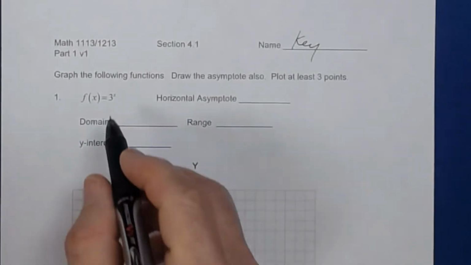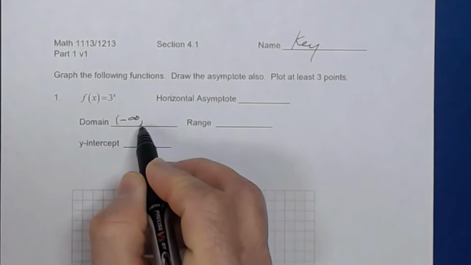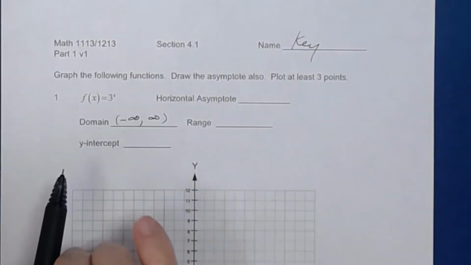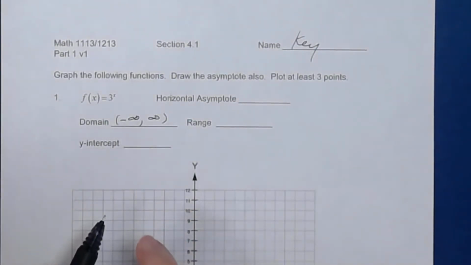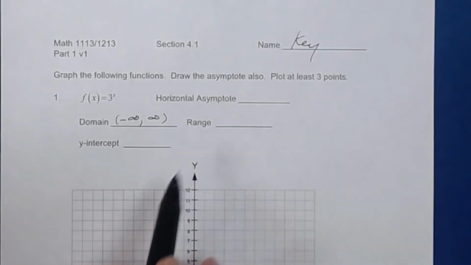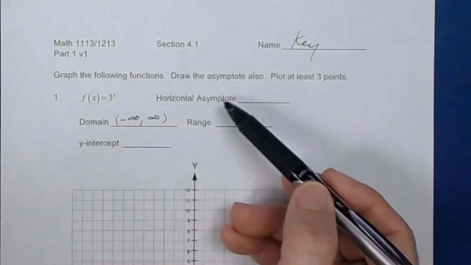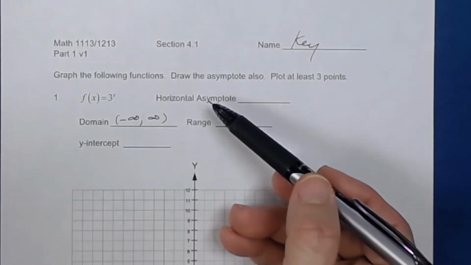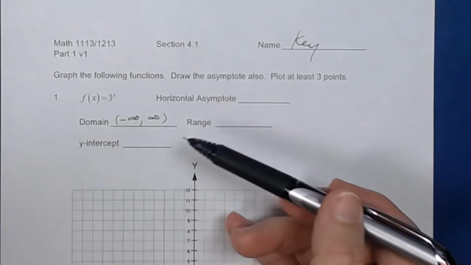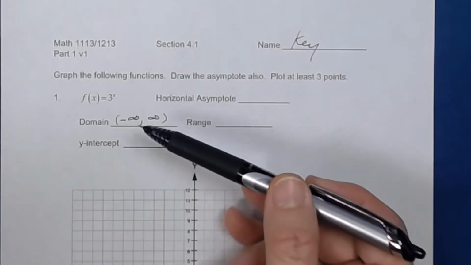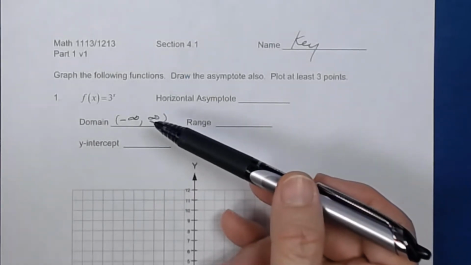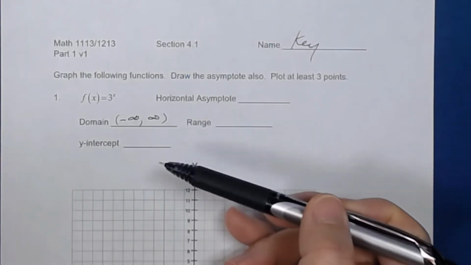So the domain you're going to see is going to be all real numbers. You're going to say negative infinity to infinity, always. So the domain for all exponential functions is going to be all real numbers. Okay, now the range is not going to be all real numbers. It's going to depend on where the horizontal asymptote is, and whether the graph is above or below that horizontal asymptote. So the range is not all real numbers. It's only the domain. The domain is the only part here that's going to be all real numbers.